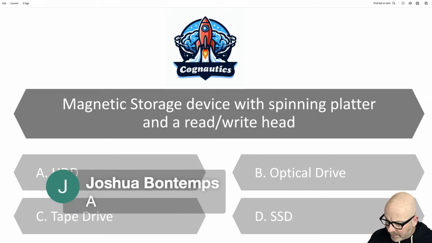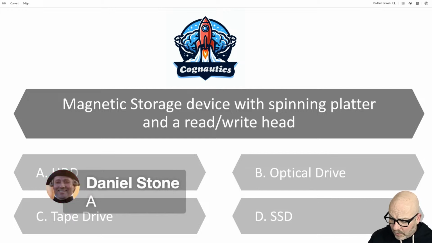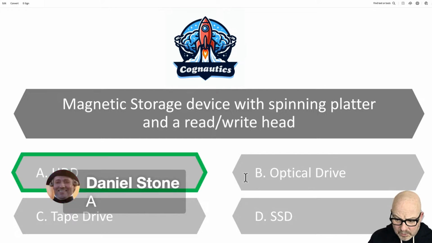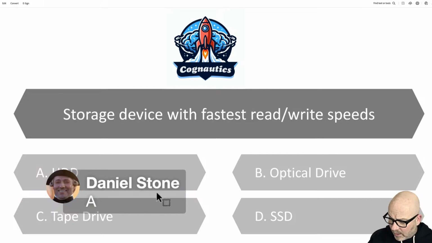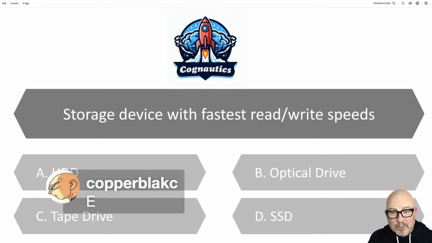Yeah, we've got a lot of A's coming in now. We've got Josh with A, we've got Nilikshan with A, and we've got Dan with A as well. Let's see if you are all correct. You are, of course, A. It's HDD, which is hard disk drive. Okay, storage device. Which is the Gucci? Which is the one with the fastest read-write speeds? And Copper Black has come in with an option that isn't there, which I've put a lot of time for. It could have been E, had I put it in there.